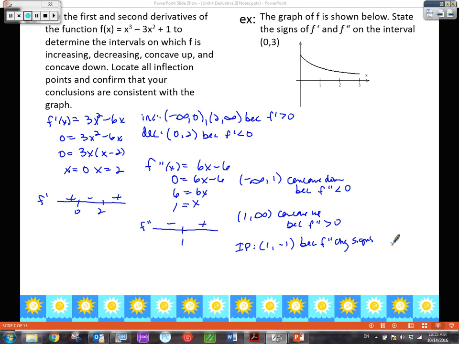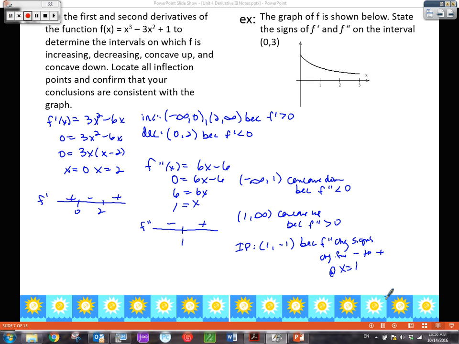So if you're worried that you might forget to put the change signs on the other one, just go ahead and say changes from negative to positive at x equals 1. Or you can just say changes signs at x equals 1, whichever you like. Is that okay so far?